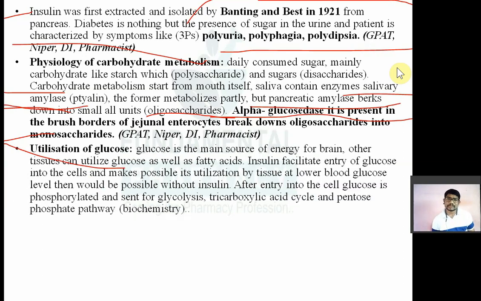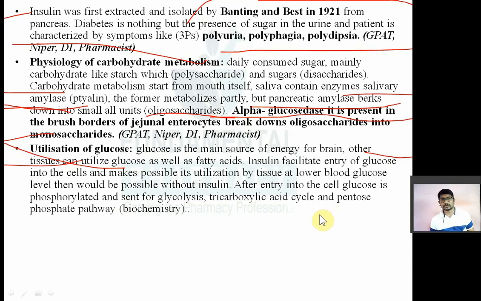Utilization of glucose. Glucose is the main source of energy for the brain and other tissues. I have already told you, the brain is totally dependent on glucose. RBCs are also totally dependent on glucose, but other tissues can utilize glucose as well as fatty acids for production of energy. Insulin causes the entry of glucose into the cell and makes possible its utilization at a lower blood glucose level. Without insulin, glucose will not enter the cell.